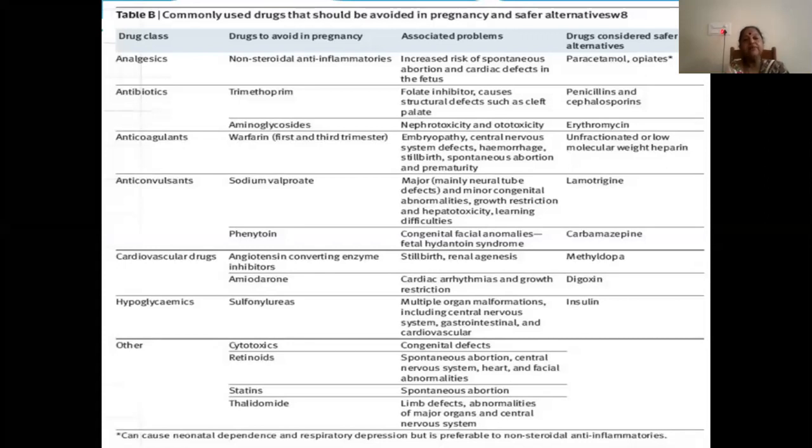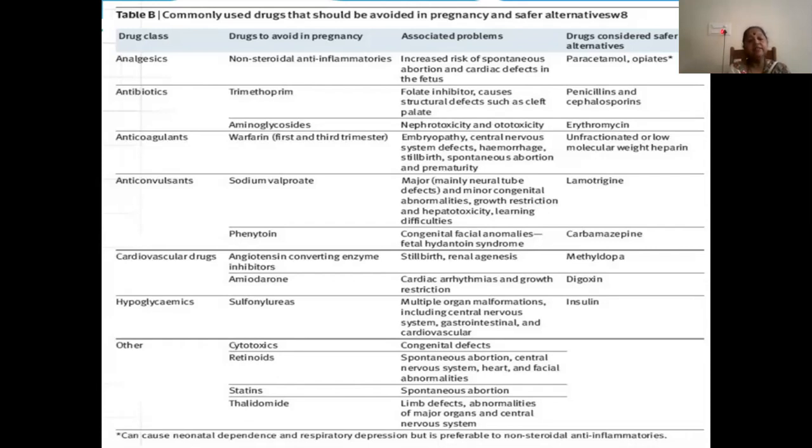If you see the antibiotics, you avoid trimethoprims and aminoglycosides. They are folate inhibitors. They cause structural defects like cleft palate. So alternatively, you can use penicillin and cephalosporins. Anticoagulants, we know warfarin, in the first and third trimester, causes embryopathy, central nervous system defects, hemorrhage, stillbirth, spontaneous abortion and prematurity. Alternatively, we have fractionated or low molecular weight heparin.